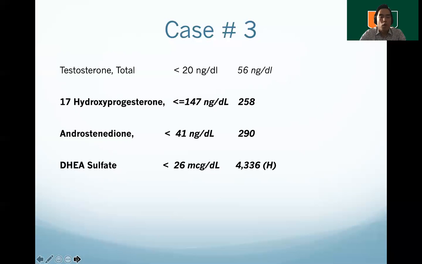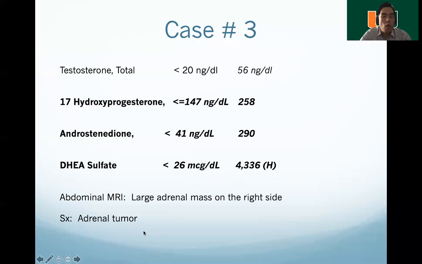So we did an MRI and there's a large adrenal mass on the right side. In surgery, this was found to be an adrenal tumor. So this is a real case. All 3 cases are real cases.